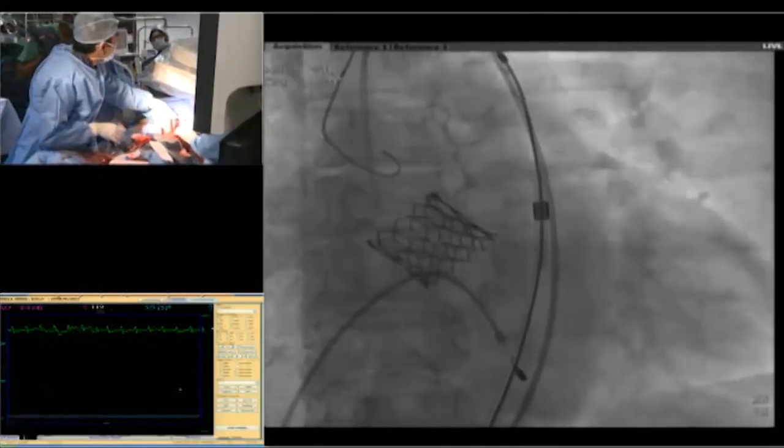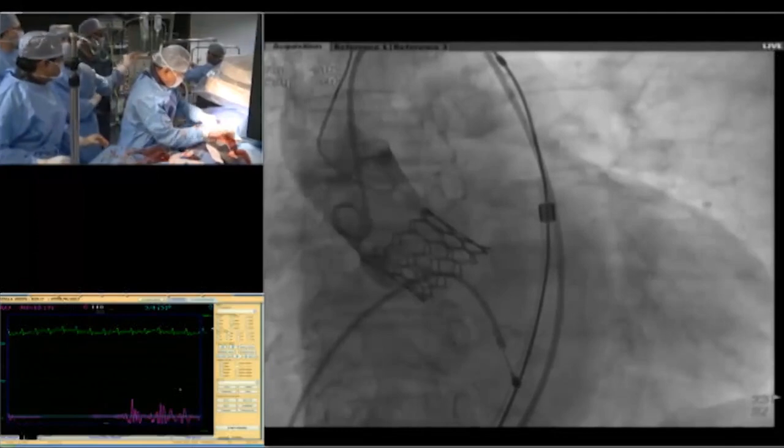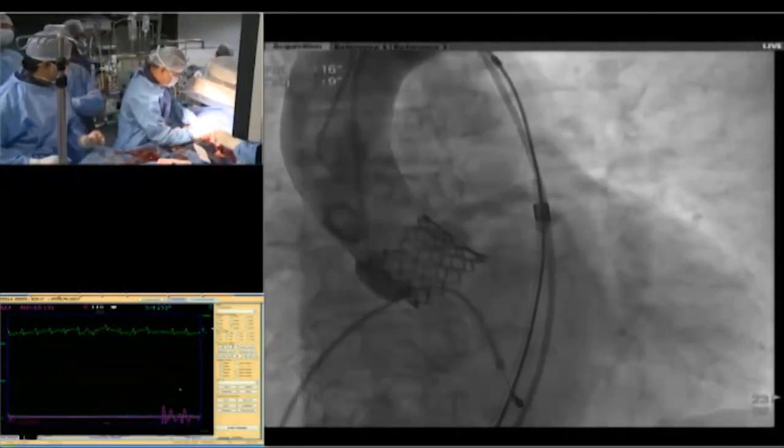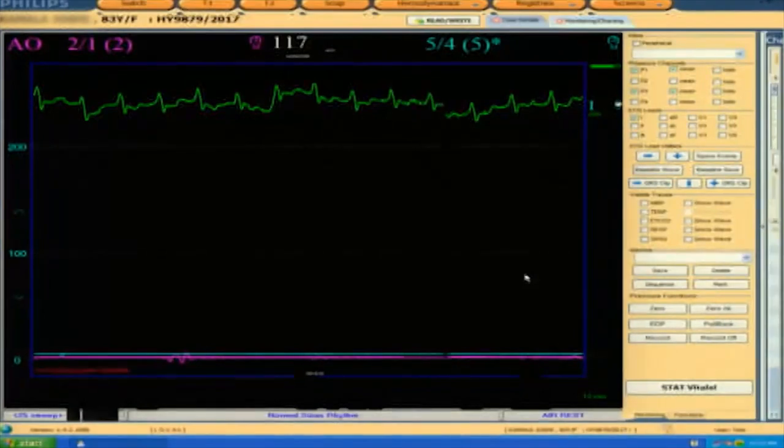What we'll do is we'll reverse the protamine, please. Show us the blood pressure, please. Can somebody focus on the blood pressure? Camera, show us the hemodynamics on the screen. No, we can't do anything about it. We're not connected.